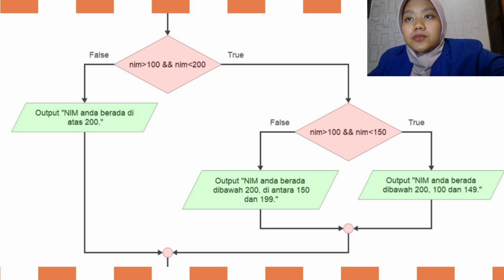False output "your name is below 200, between 150 and 199" serves to provide feedback to the user when the previous condition, for example if name >= 100 and name < 150, is false.